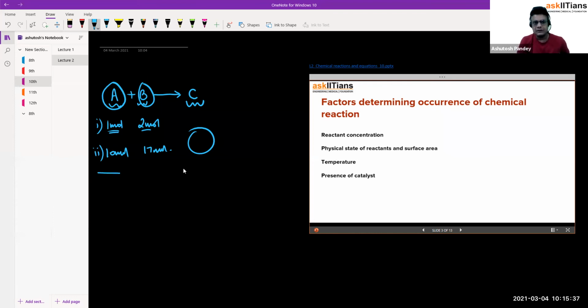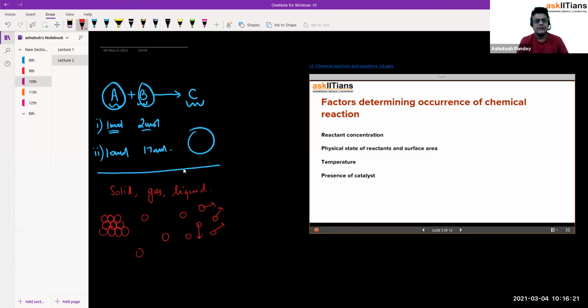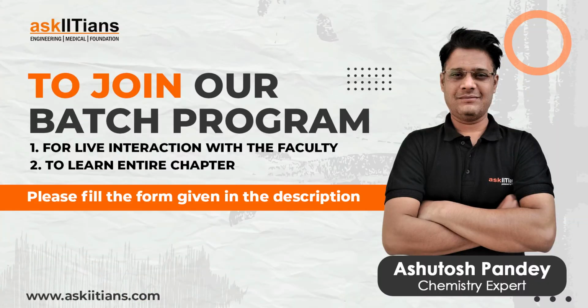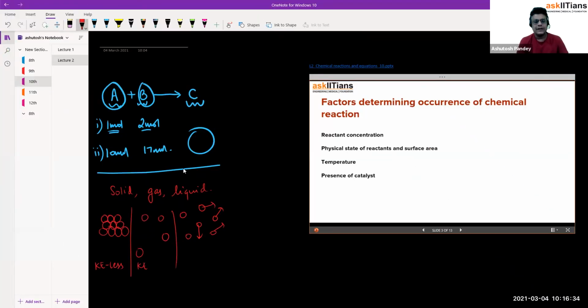Let me explain this. Now we know that any substance exists in either solid, gas, or liquid form. In solid the molecules are well arranged in a very nice manner. Then in liquid they will have some random mobility, while in gas the kinetic energy is very high. So in solid the kinetic energy is less, and here we can write KE as highest.